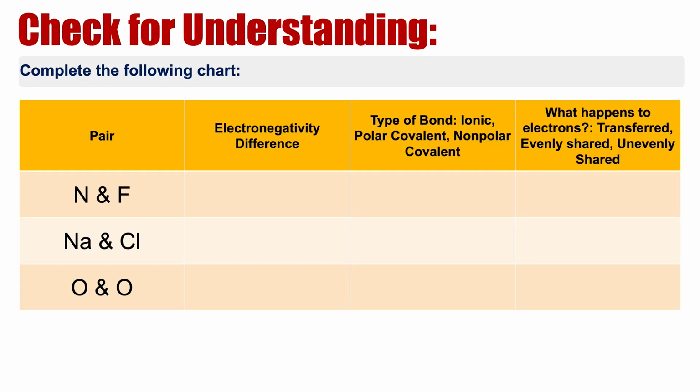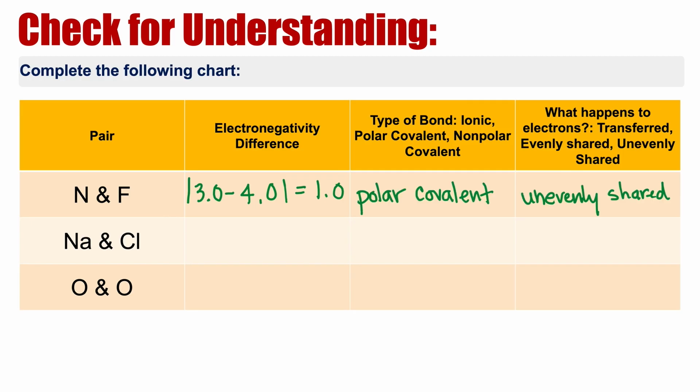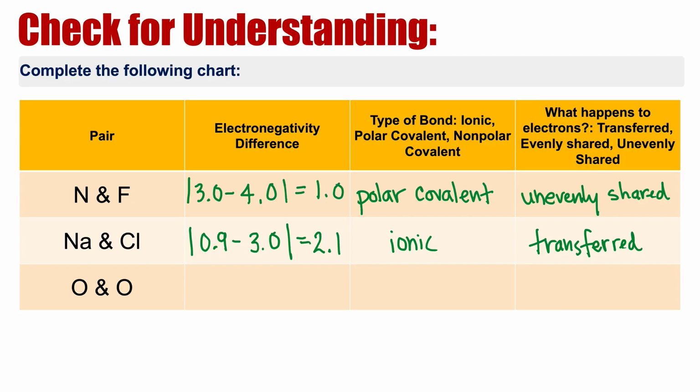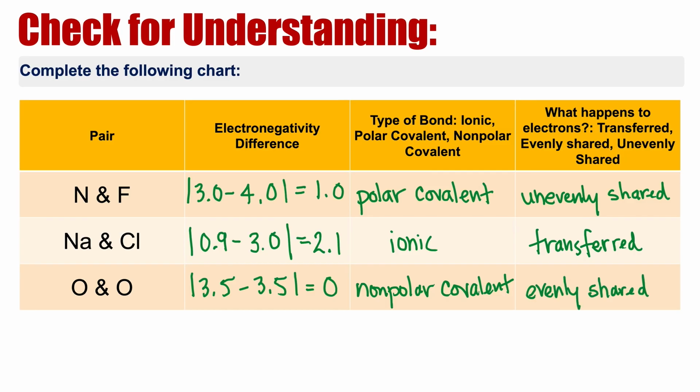All right, so what I want you to do is go through and find the electronegativity difference, and identify whether it would be an ionic bond, a polar covalent bond, or a nonpolar covalent bond. And would that mean that the electrons would be transferred, evenly shared, or unevenly shared? All right, so the first one would be 1.0. It's going to be polar covalent. That's the uneven sharing of electrons. Next one would be 2.1. That's ionic. Electrons would be completely transferred. And that last one, the difference would be 0. That's going to be a nonpolar covalent bond, and the electrons are being shared evenly back and forth.